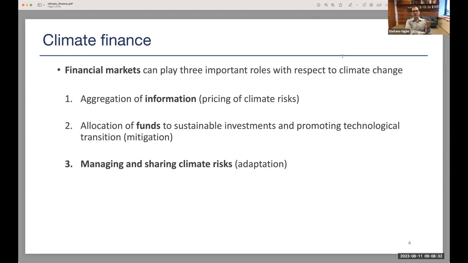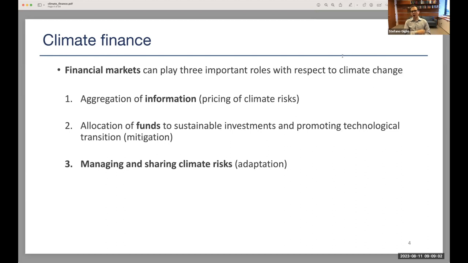The second one you can think of as a corporate finance aspect, which is that ultimately a lot of what financial markets do is to facilitate the transfer of funds from the savers to the users of capital. And if financial markets can help move capital from polluting activities or polluting investments to sustainable investments, investments that promote technological transition, then it can help mitigate climate risk.